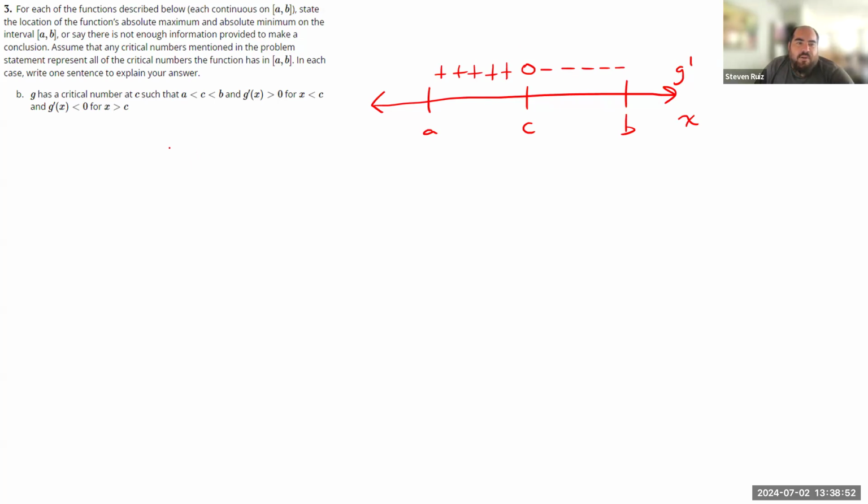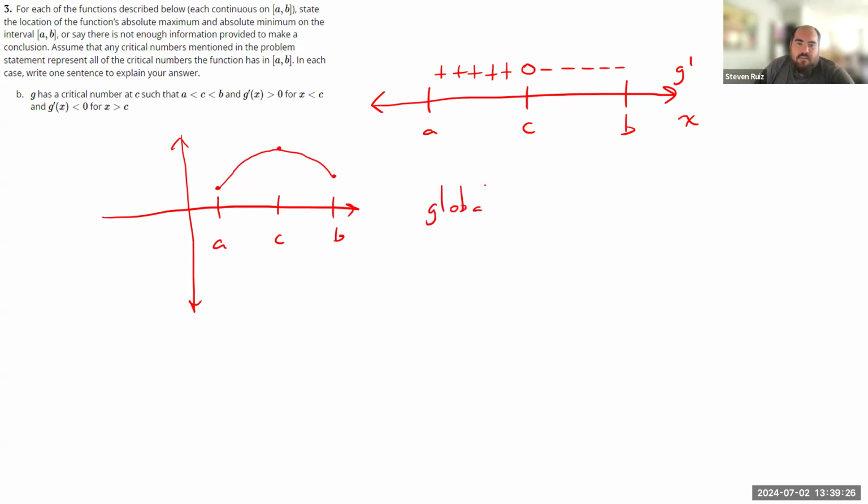So can I translate that into a graph? So here's a, here's b. Hopefully from my sign chart, I can convince you that at c, I have to have a relative maximum. So g of a has to be lower than g of c. g of b has to be lower than g of c. So I have to have a function that looks like this. So I think because of that, our global max, or they don't use the word global, do they? The absolute max is at g of c. That has to be true.